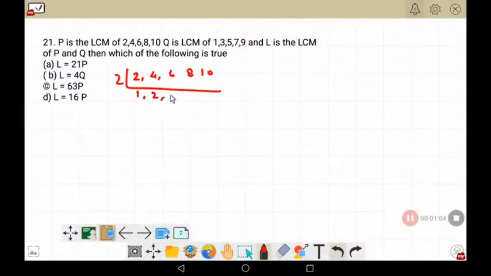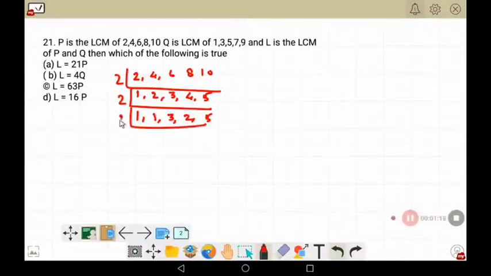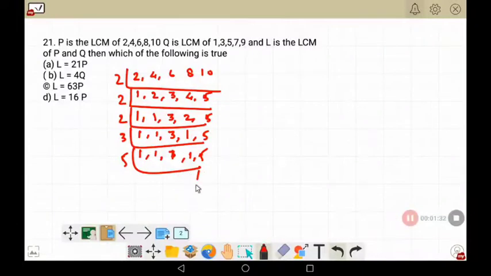2 1s are 2, 2 2s are 4, 2 3s are 6, 2 4s are 8, 2 5s are 10. Leave 1, 2 1s are 2, 2 3s are 6, 2 2s are 4, leave 5. 1, 1, leave 3, 2 1s are 2, leave 5. Now by 3, 3 1s are 3, 5 and 5 is the last one. So 2 2s are 4, 2s are 8, 3s are 24, 5s are 120. 120 is the LCM of these 5 numbers, which is equal to P.